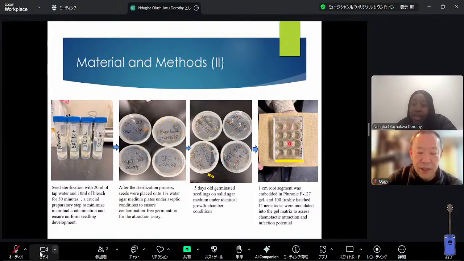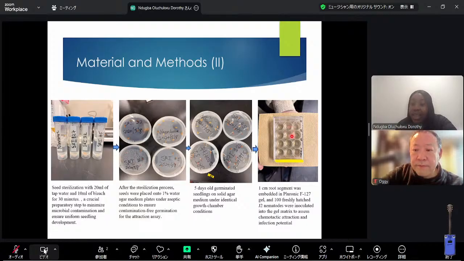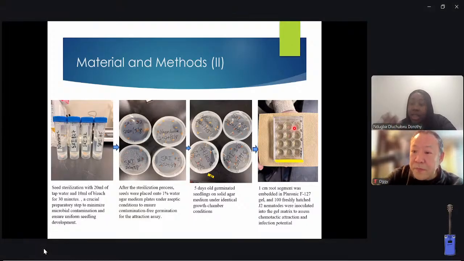Like these plates here, the deep well plates, we have the tonic gel, and we have 100 freshly hatched J2 nematode added to each plate. So we have the Neon Barre, SRI 127, SRI 32, and SRI 45. We have three replicates per variety.